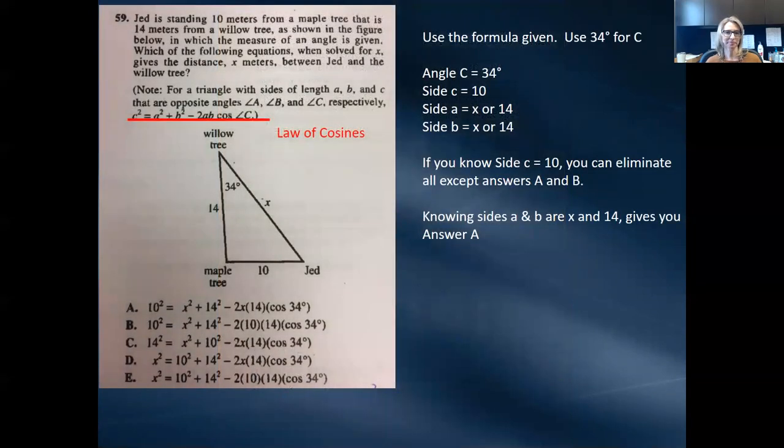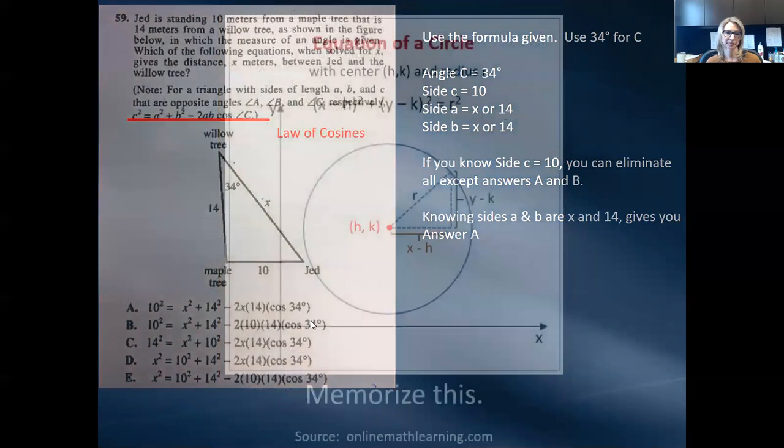All right. Remember, that's the law of cosines, and you do not have to remember it for the test. I've never seen it required that you memorize that. It's always given in a note.